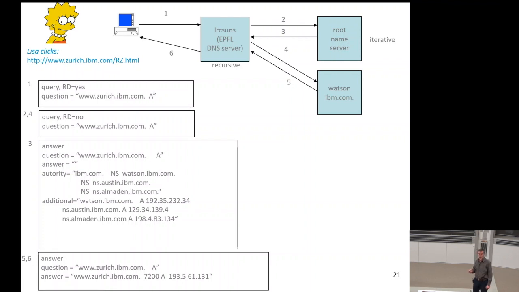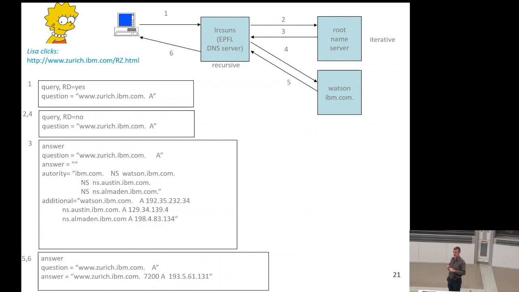Quadruple A means IPv6 address. So here, the machine is asking for an IPv4 address that corresponds to that. And it asks the question to the DNS server of EPFL. The DNS server of EPFL in this case doesn't know, because it's not the IBM DNS server. But it knows that IBM.com is under .com.